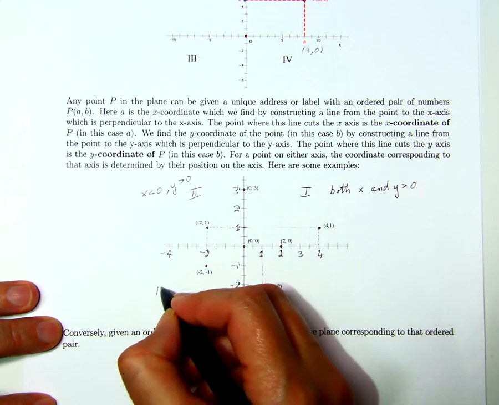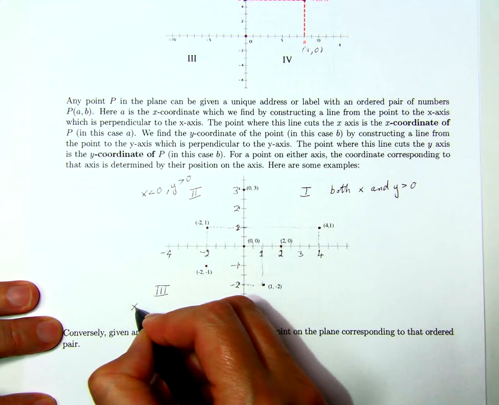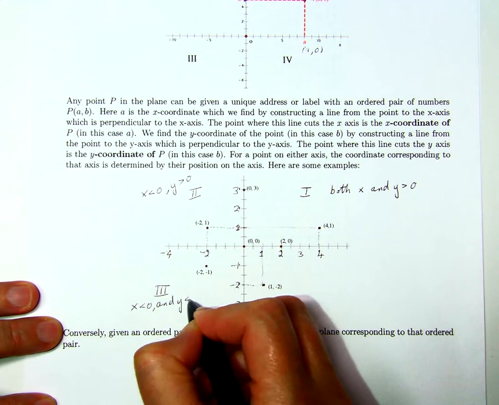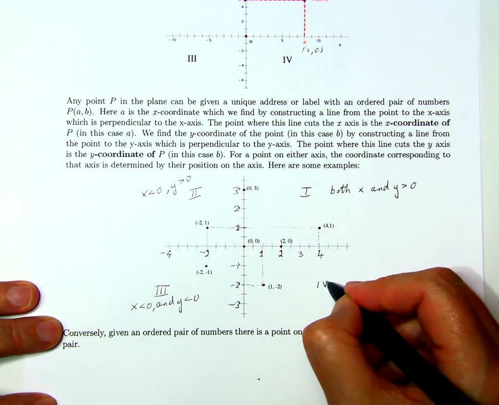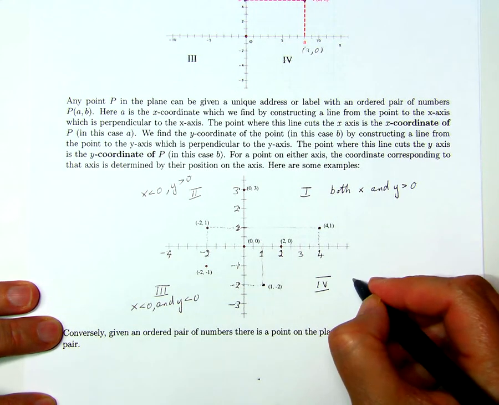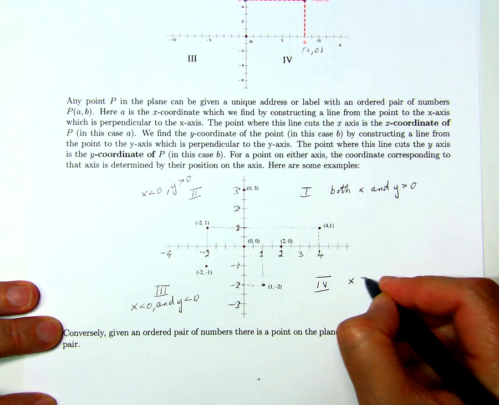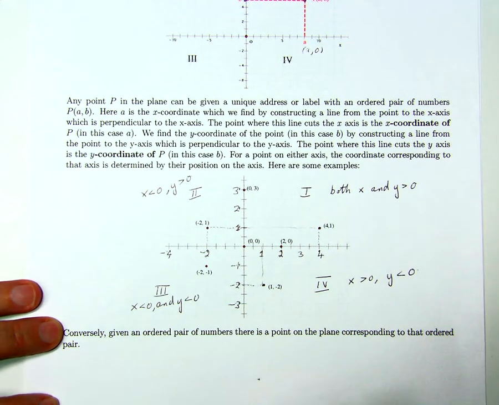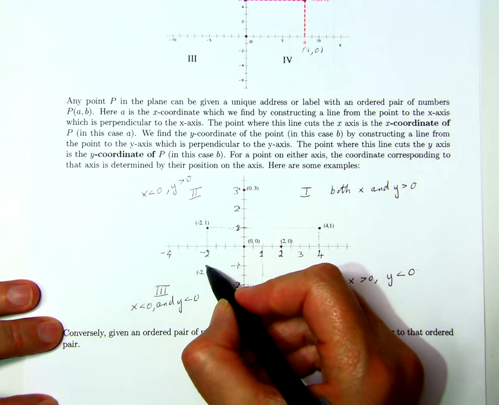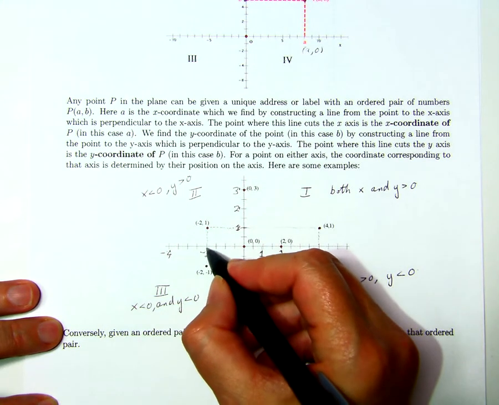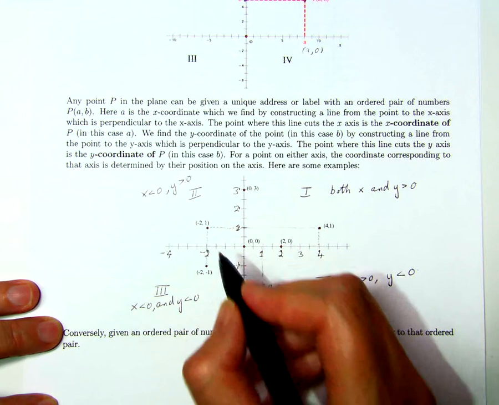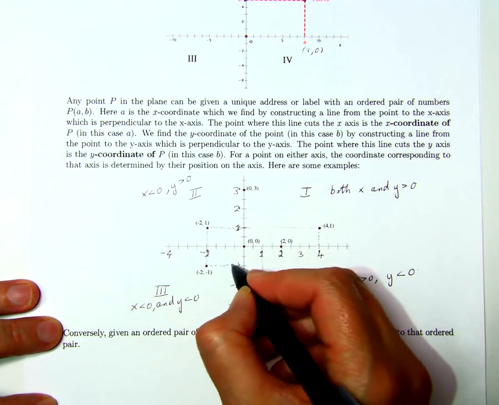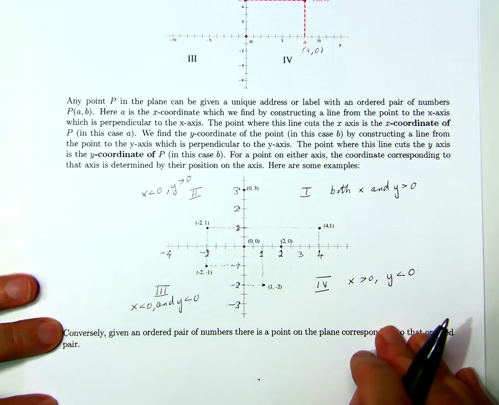Note that in quadrant 3, both x is less than 0 and y is less than 0. And in quadrant 4, we have x is greater than 0 and y is less than 0. If I take this point in quadrant 4, I get negative 2 when I drop a perpendicular to the x-axis, and negative 1 when I drop a perpendicular to the y-axis.